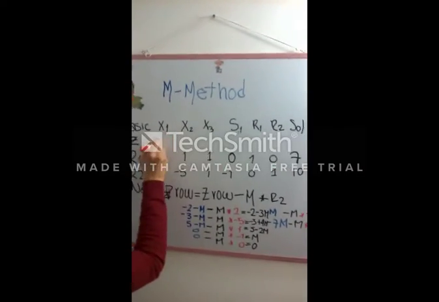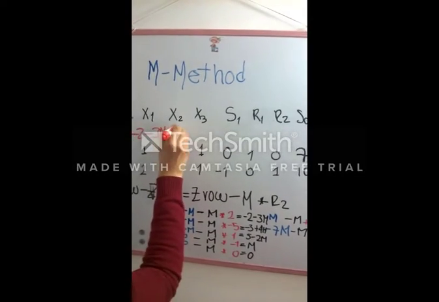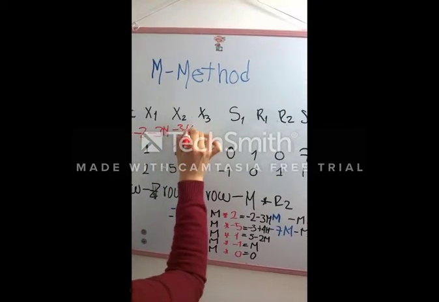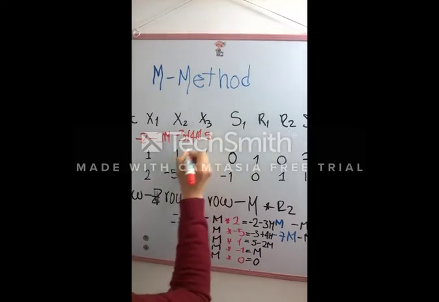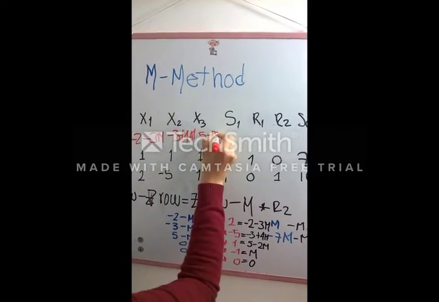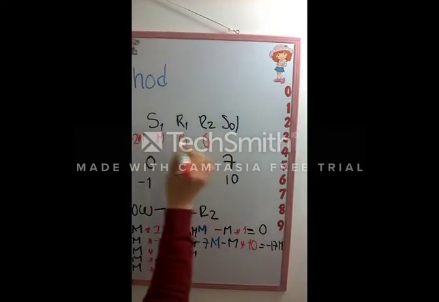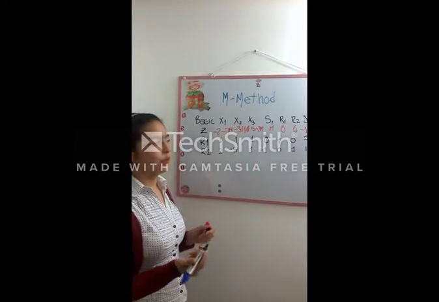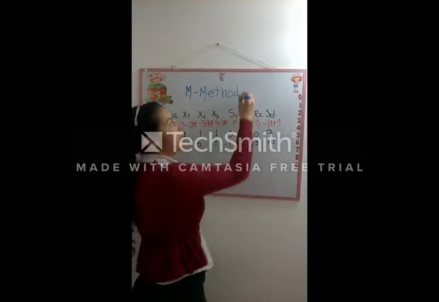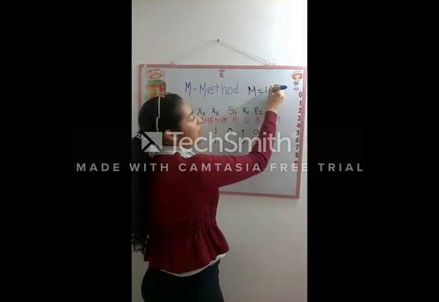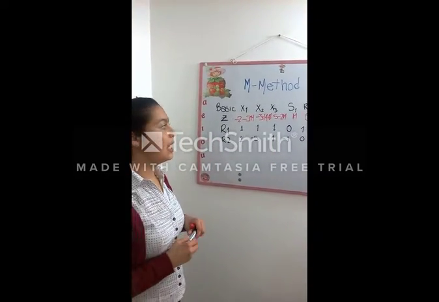Minus 2 minus 3M, minus 3 plus 4M, 5 minus 2M, M, 0, 0. Now the M is replaced by any number. In this case, M equals 1000, and to choose the pivot column.